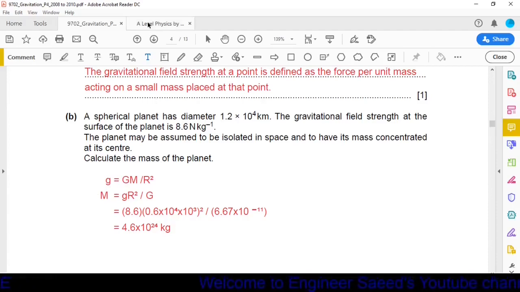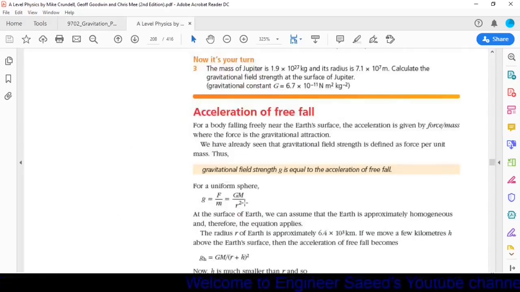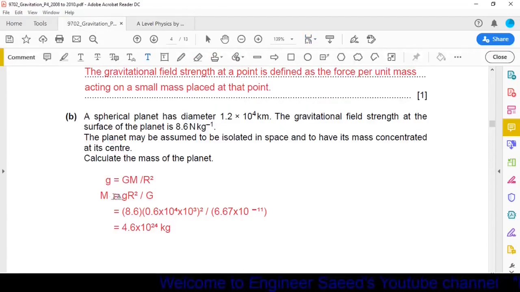Okay, gravitational field strength small g is given as capital G capital M over r squared. So small g is equal to GM over r squared. We have to calculate the value of M, so we have to make M our subject. So M will be equal to g r squared over G. Now we have to substitute the values. This small g is equal to 8.6 newton per kg. This r is the radius of the planet. We have been given the diameter of the planet. Radius is half of the diameter.